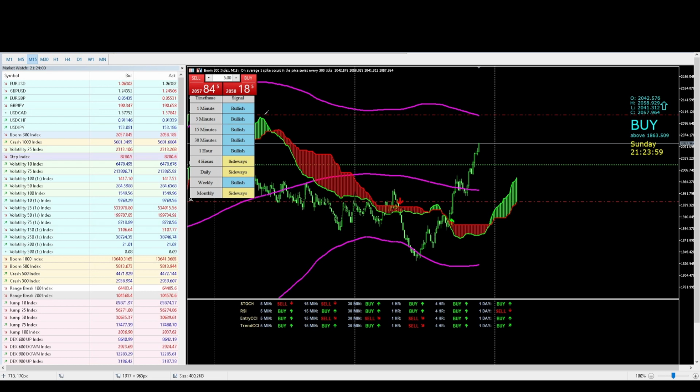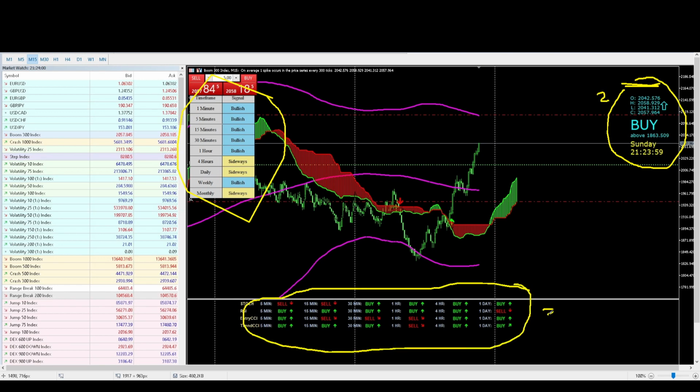So we've actually got 1, 2, 3, 4, 5 indicators on the screen, right? We've got this one right here on the left-hand side, that's the first indicator. Then we've got our second indicator on the right-hand side, right here. The third indicator is down at the bottom. If you look at the price, you see these three purple lines. That's our fourth indicator. And then this red and green cloud, that's our fifth indicator.